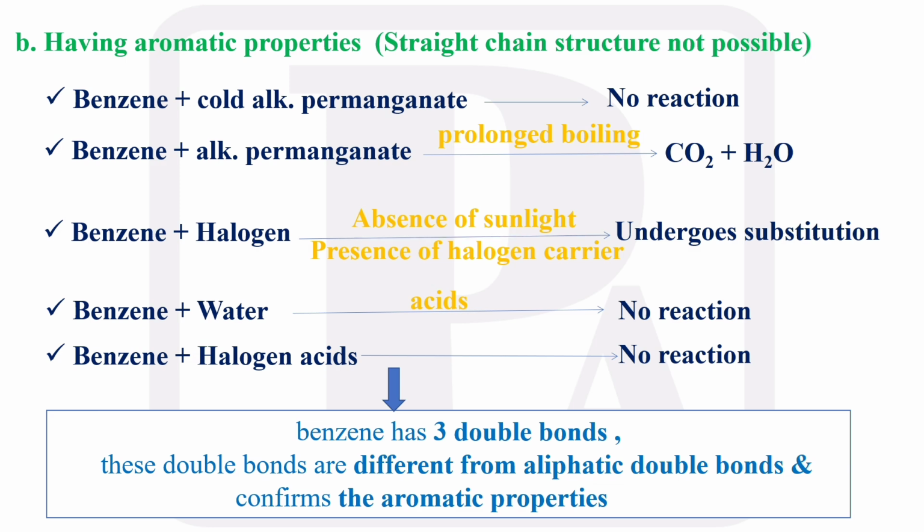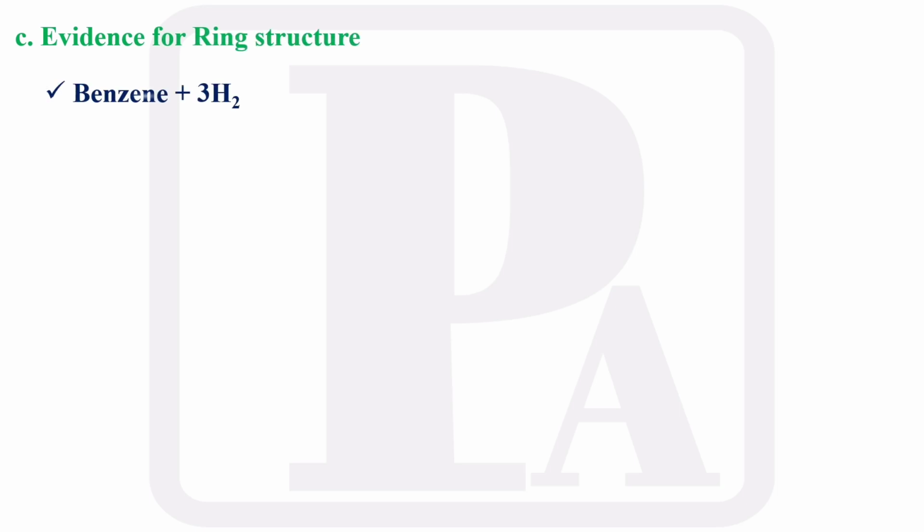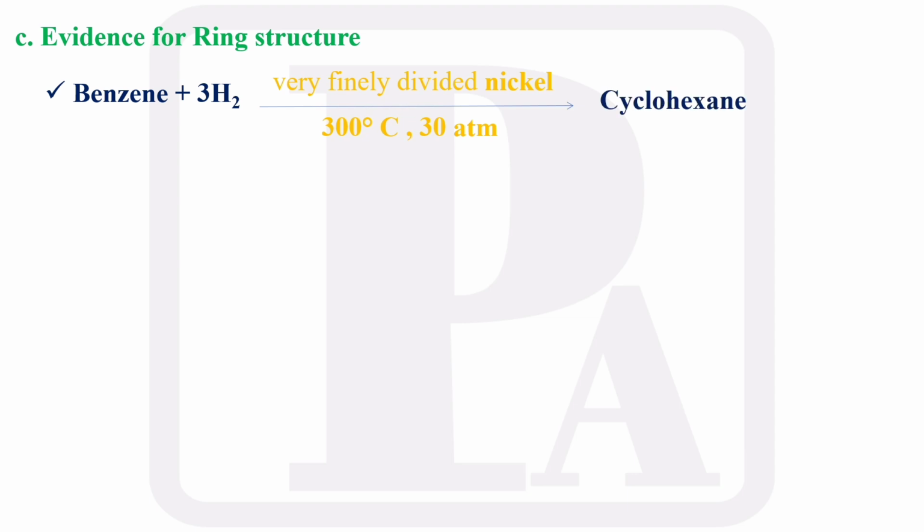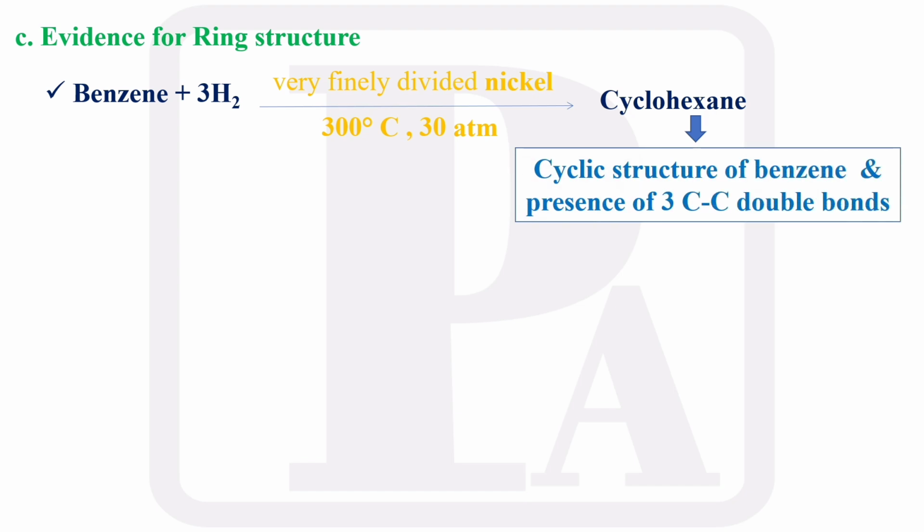And last one, evidence for the ring structure. Benzene is treated with 3 molecules of hydrogen in the presence of nickel at 300 degrees centigrade and 30 atmospheric pressure. It forms cyclohexane. So the formation of the product cyclohexane indicates that the starting material is also having cyclic nature. That is, the cyclic structure of benzene would be confirmed, and also the presence of 3 double bonds.